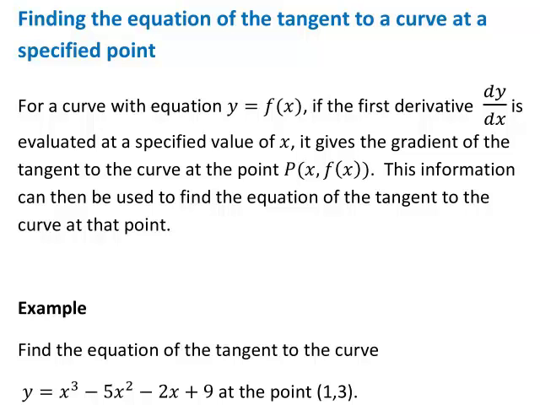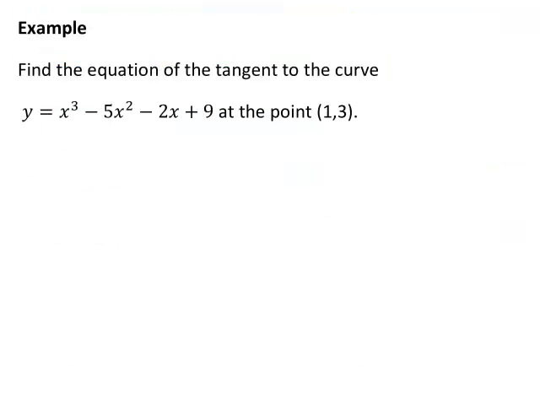So let's have a look at an example to illustrate this process. In particular, let's look at finding the equation of the tangent to the curve shown here. That is, the equation of the tangent to the curve y equals x cubed minus 5x squared minus 2x plus 9 at the point 1, 3.